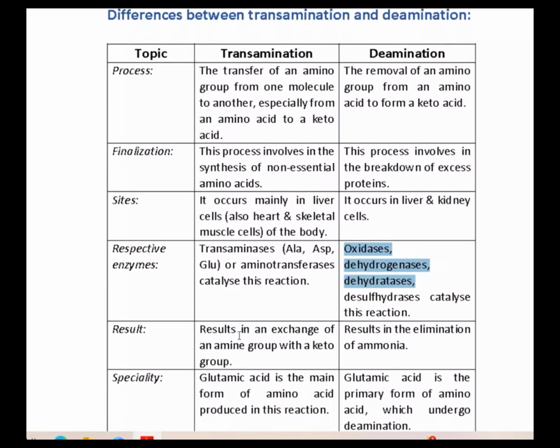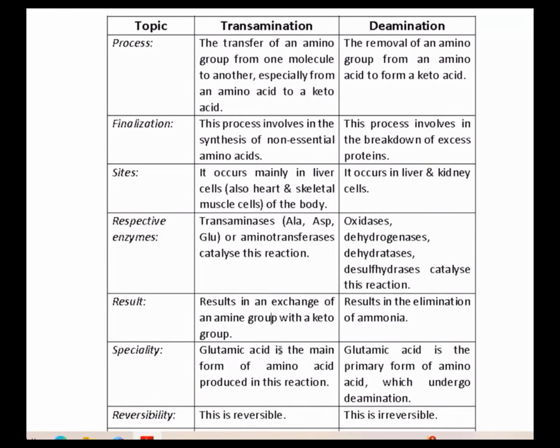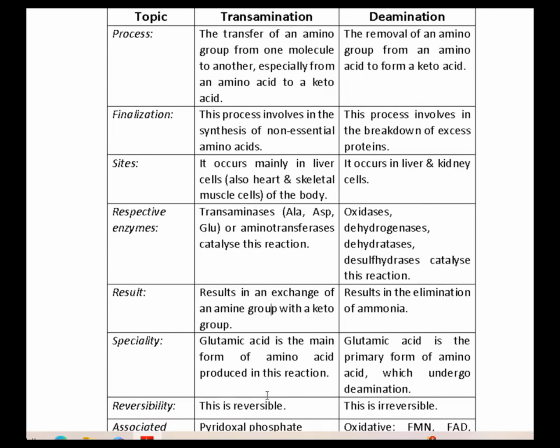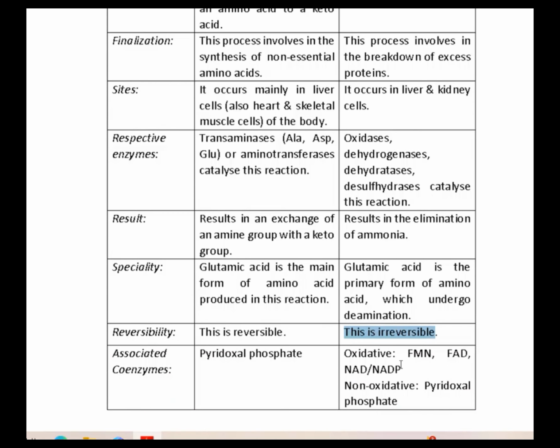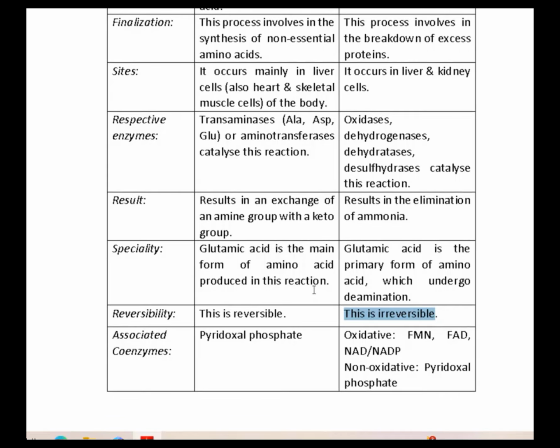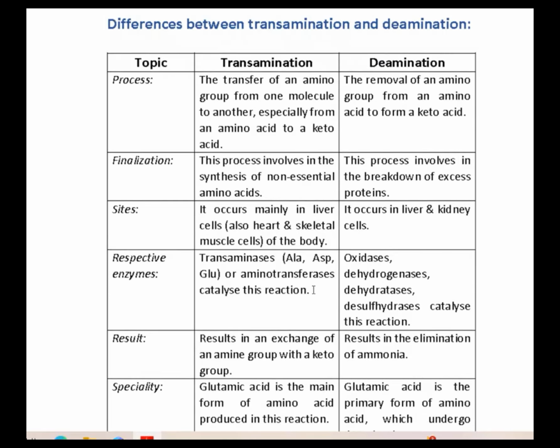The result of transamination is an exchange of the alpha amino group for the alpha keto group, and the result of deamination is the elimination of ammonia. Glutamic acid is the main amino acid produced in transamination, and glutamic acid is the primary amino acid which undergoes deamination. Transamination is reversible, while deamination is irreversible. The associated coenzymes for deamination are FMN, FAD, NAD+, while for non-oxidative deamination, pyridoxal phosphate is the associated coenzyme. So in this way, we can differentiate between transamination and deamination, which is very, very important for your exam purposes.